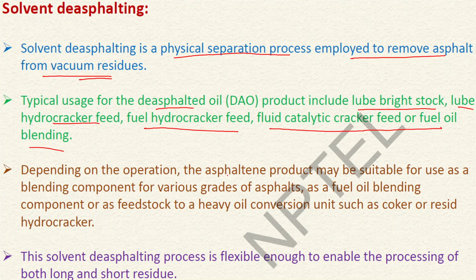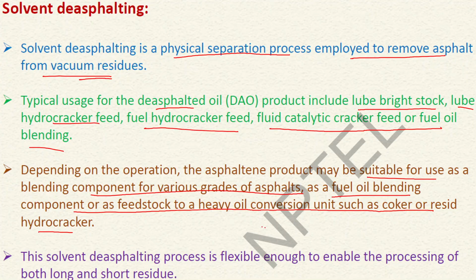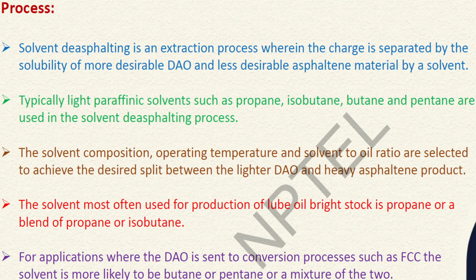Depending on the operation, the asphaltene products may be suitable for use as a blending component for various grades of asphalts, as a fuel oil blending component, or as a feedstock to a heavy oil conversion unit such as a coker or residue hydrocracker. This solvent deasphalting process is flexible enough to process both long and short residue. Long residue is the atmospheric residue, and short residue is the vacuum residue.